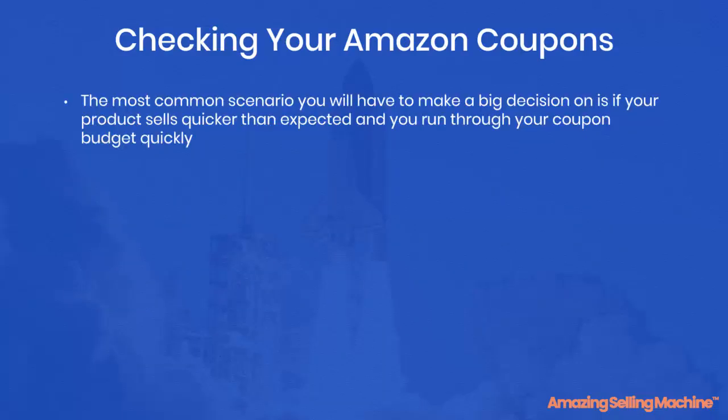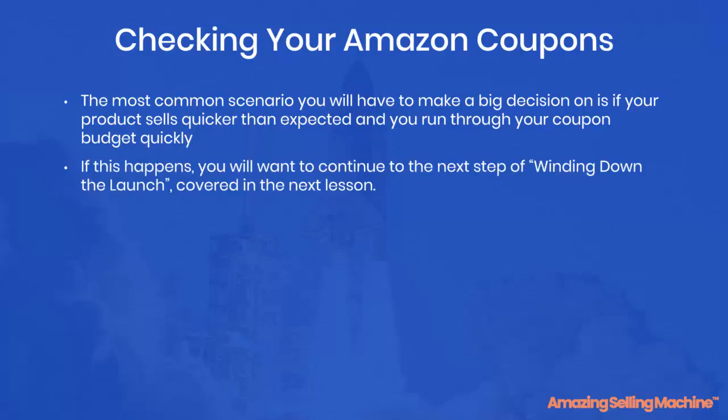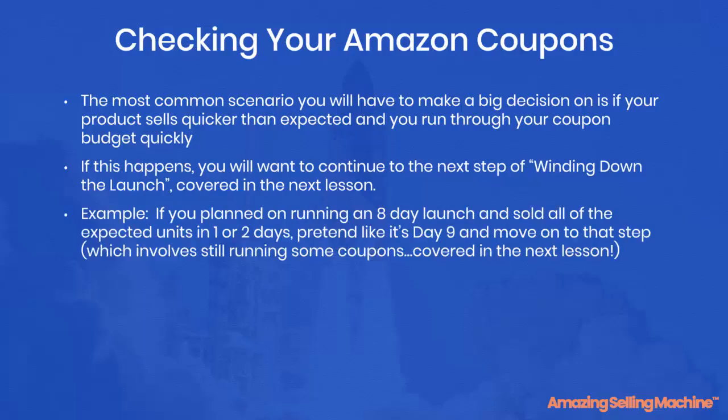The most common scenario that you might see and have to make a big decision on is if your product sells quicker than you expected and you run through your entire coupon budget very quickly. Now, if this happens, you'll want to continue to the next step of winding down the launch, which is covered in the next lesson. So for example, if you planned on running an 8-day launch and you sold all the expected units in just 1 or 2 days, well then you pretend like it's day 9 and you move on to that next step, which involves still running some coupons, which we'll cover in the next lesson.